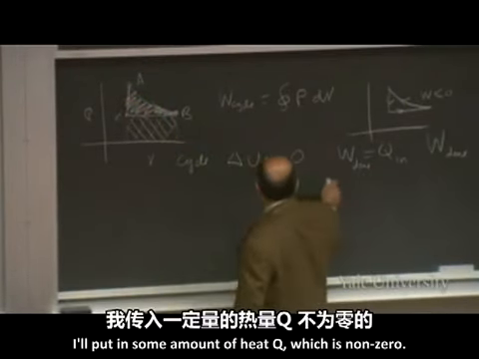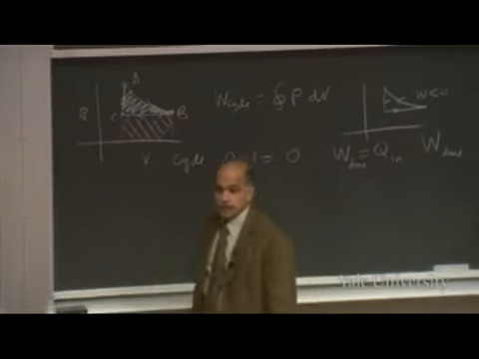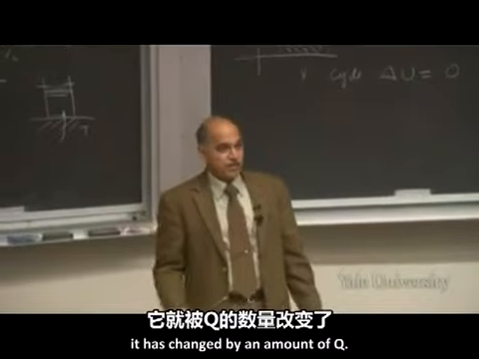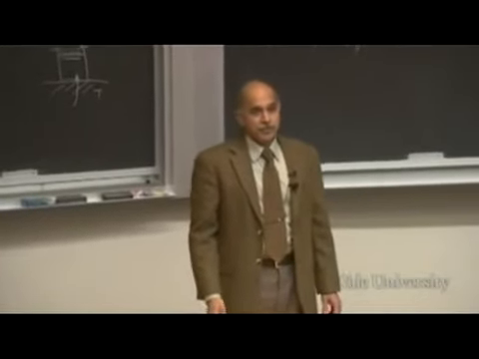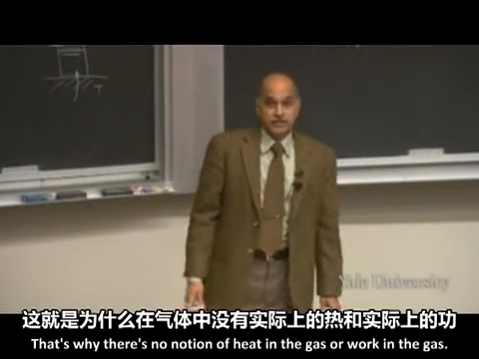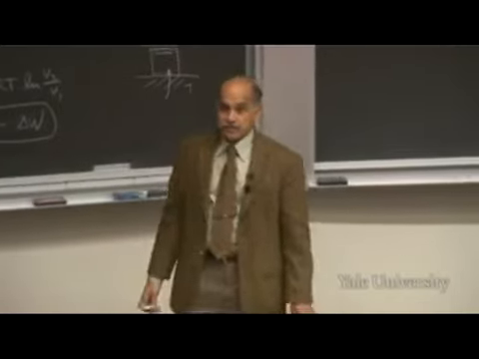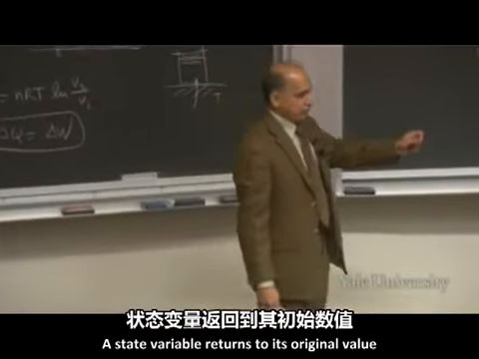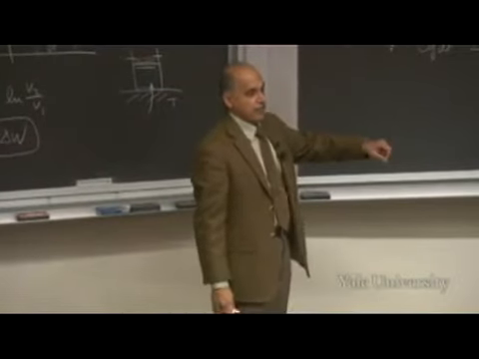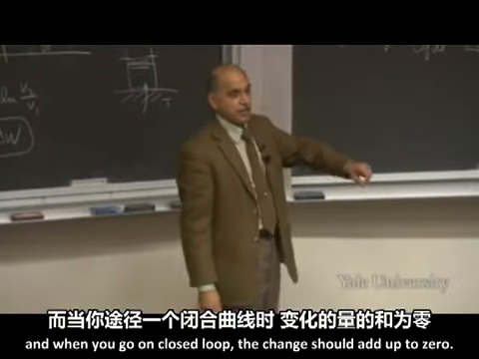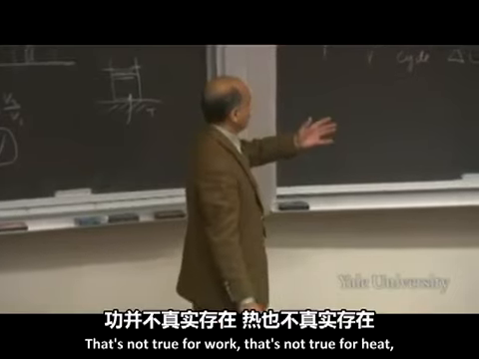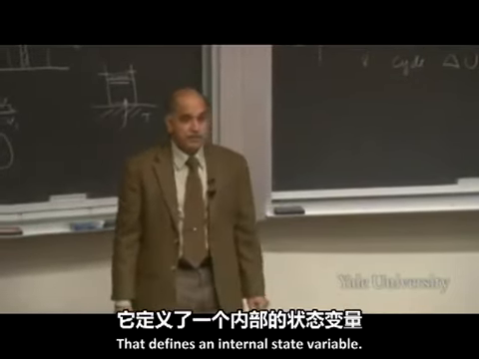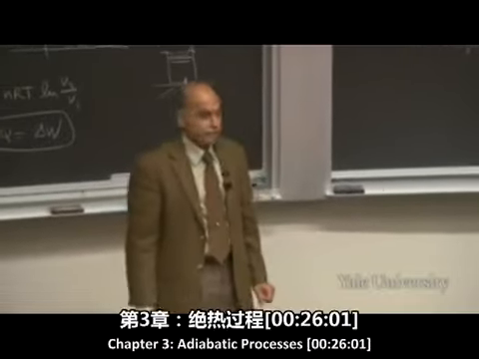I've put in some amount of heat Q, which is non-zero. So if there is anything called the heat in the gas, it has changed by an amount Q. That's why there's no notion of heat in the gas or work in the gas. There's only energy in the gas. A state variable returns to its original value. And when you go on a closed loop, the change should add up to zero. That's not true for work, that's not true for heat, but it's true for the difference. That defines an internal state variable.